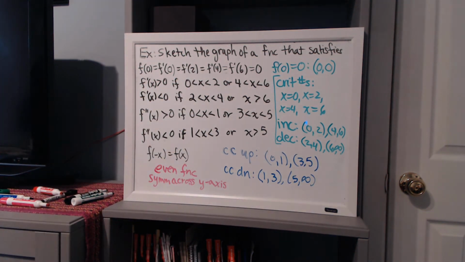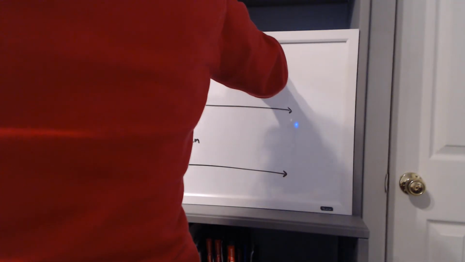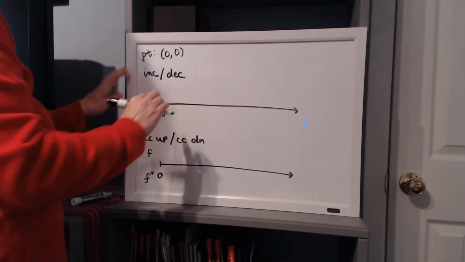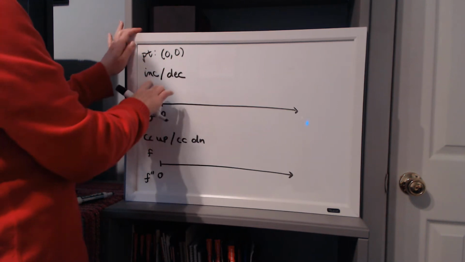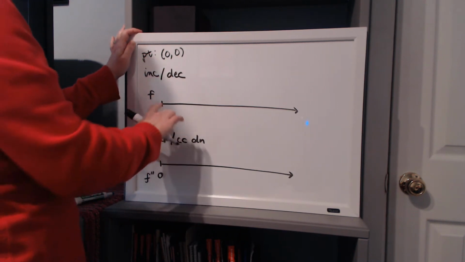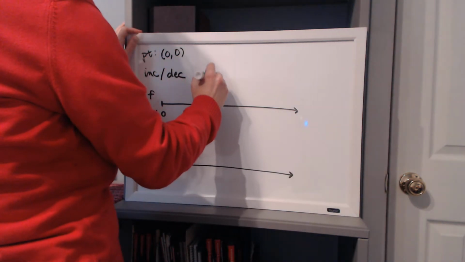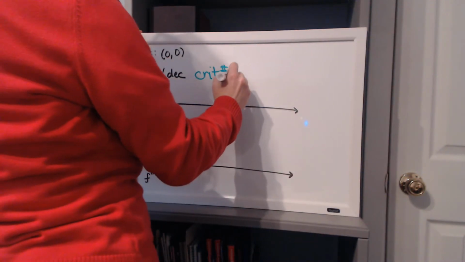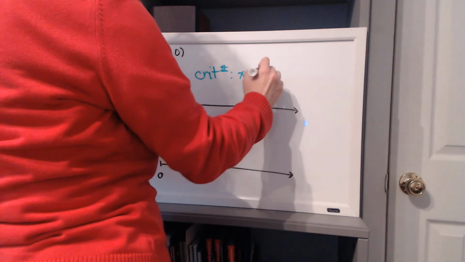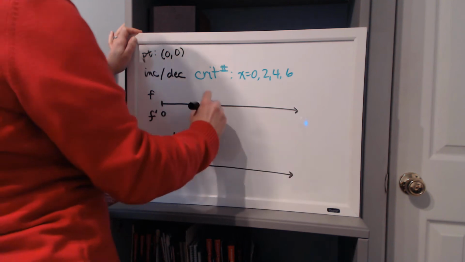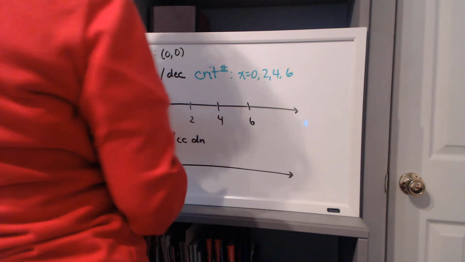And to do that, I'm going to put some things together. We're going to switch out boards for a second here and come back in a moment. Okay, so we know we have the point (0, 0), and for increasing and decreasing, I'm going to mark up the number line using our critical numbers. And our critical numbers, we had x equals 0, 2, 4, and 6. So I'm going to put 2, 4, and 6.